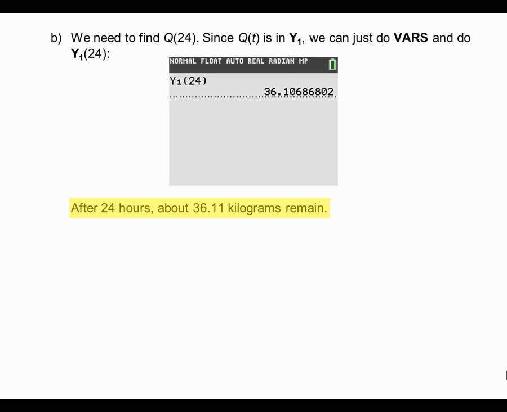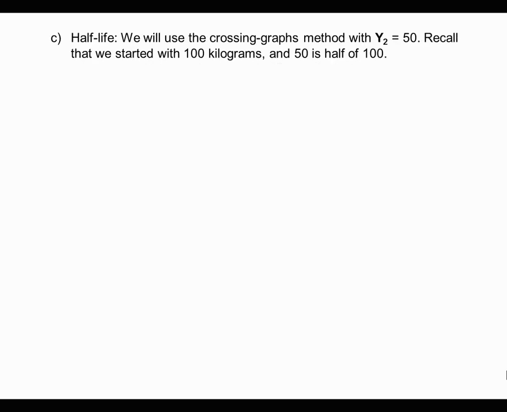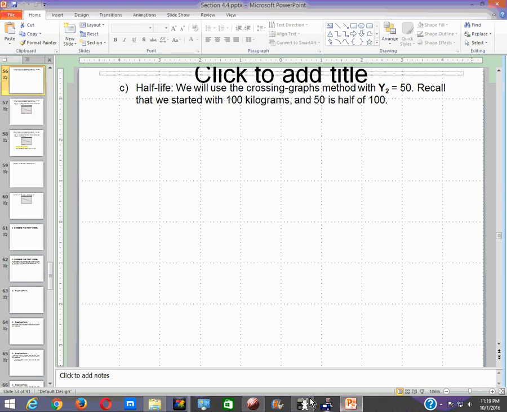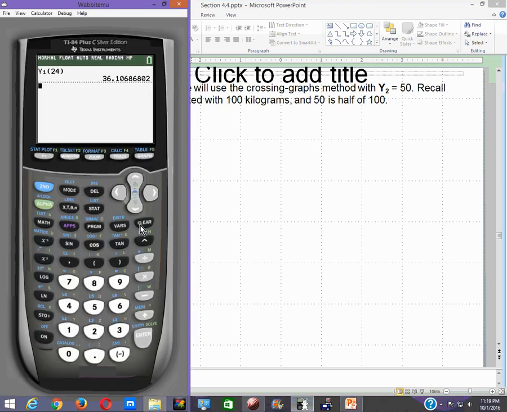Then question C wanted us to find the half-life. So we're going to use the crossing graphs method. So we want half of what we started with. Remember, we started with 100, so half of that is 50. So in our calculator, clear this one out. Y equal. Okay, so Y2 is going to be 50.